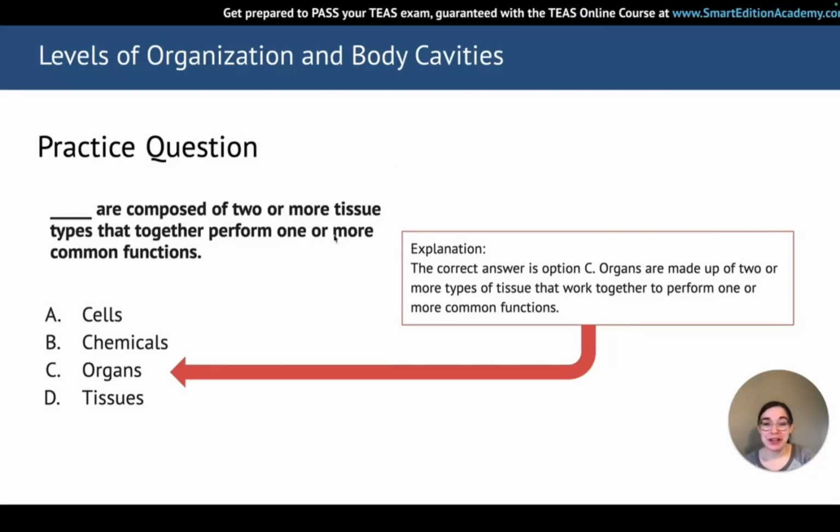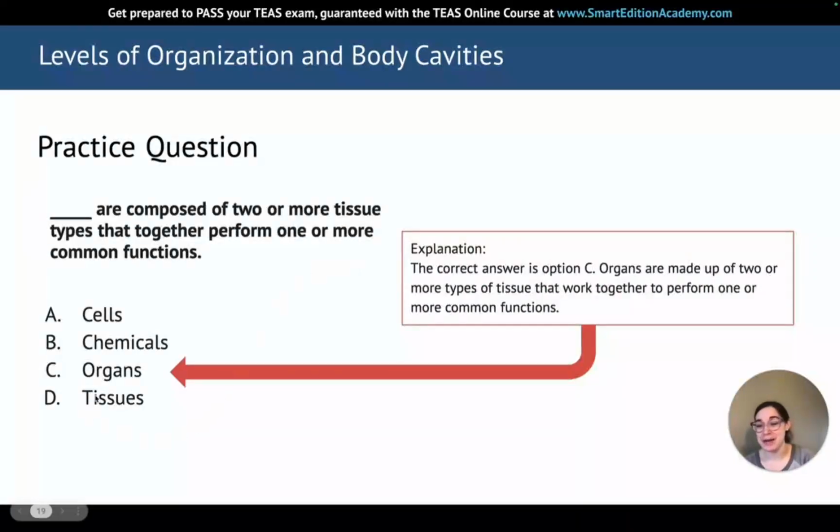Now, since the word tissue is here in the practice question, it cannot be the right answer. But remember that a tissue is a group of cells with similar structure, function, and extracellular substances among its cells. So tissue is one level below the level of organs. So again, not our right answer here.